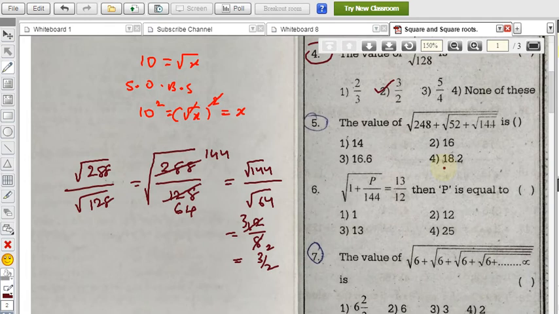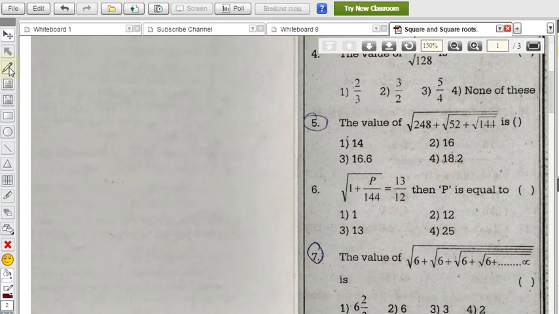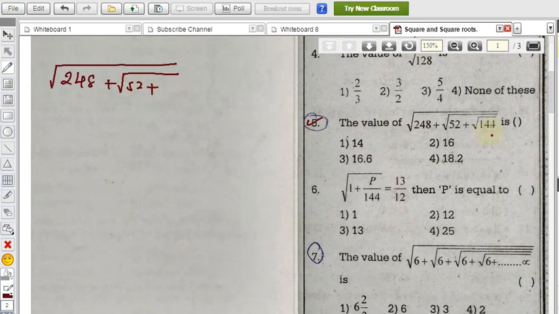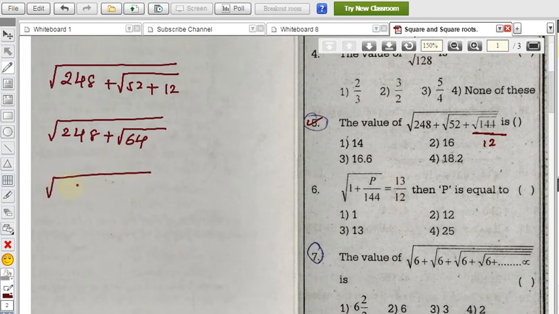Fifth one, root 248. Under the square root, again, one more square root was there. That we can solve. The fifth one, the value of root 248 plus square root of 52 plus, again square root of 144, we know this is 12, so directly 12 we can write. We can continue the process. 248 plus square root of 52 plus 12 is 64. Again 64 is a perfect square, so square root of 248 plus root 64 is 8. 248 plus 8, 256.